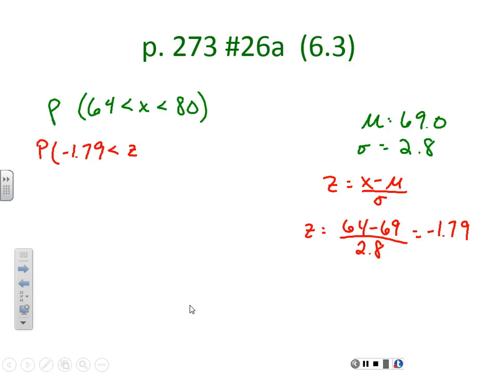Because that's what my tables do. It's really not any better reason than that. It's just what the tables do. So now if we do it with the 80, my z-score would be the 80 minus the 69 divided by the 2.8. We should be getting 3.93. Is everybody okay with that so far?